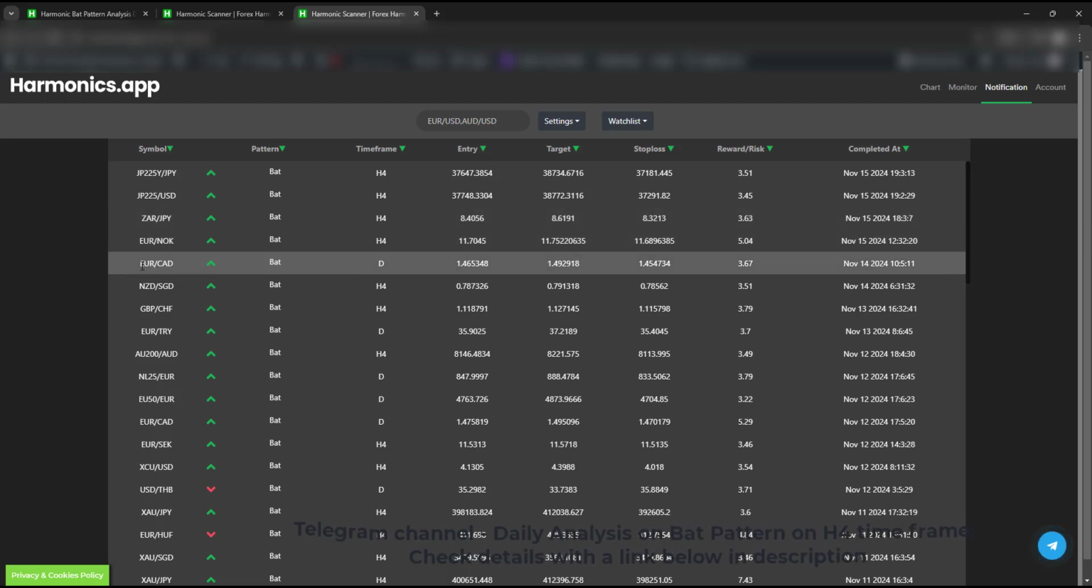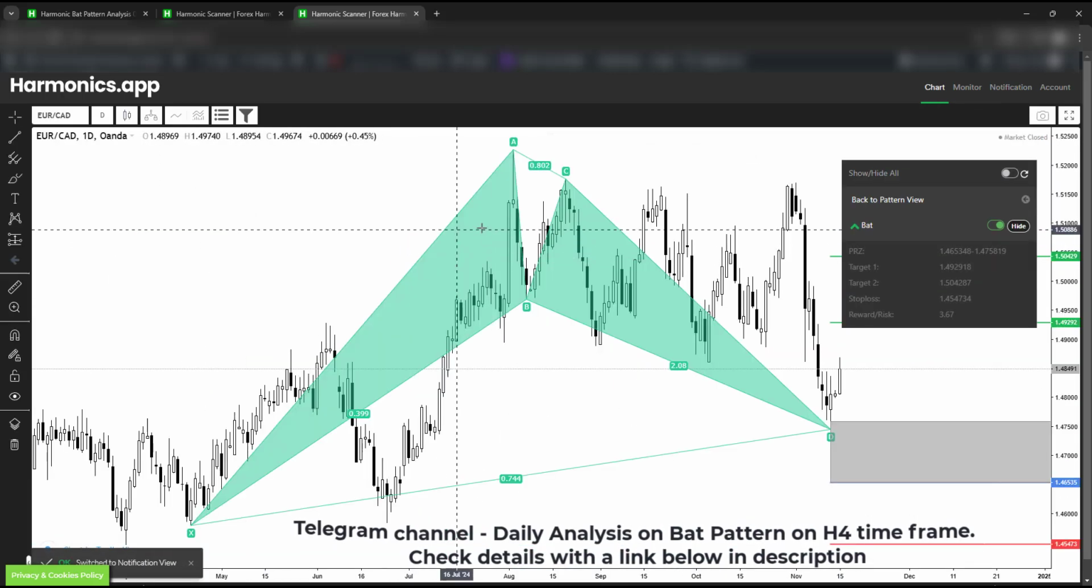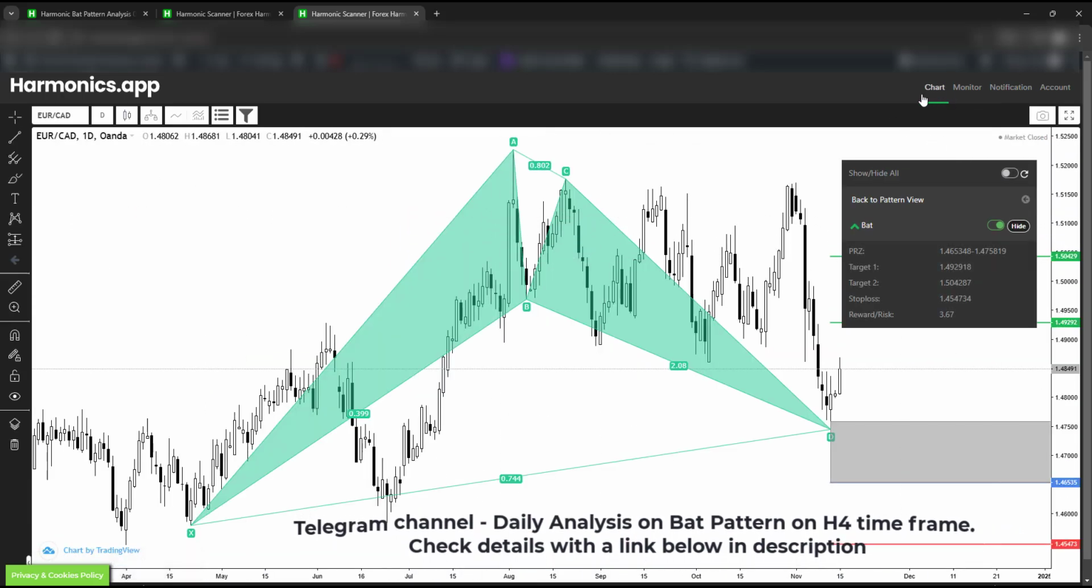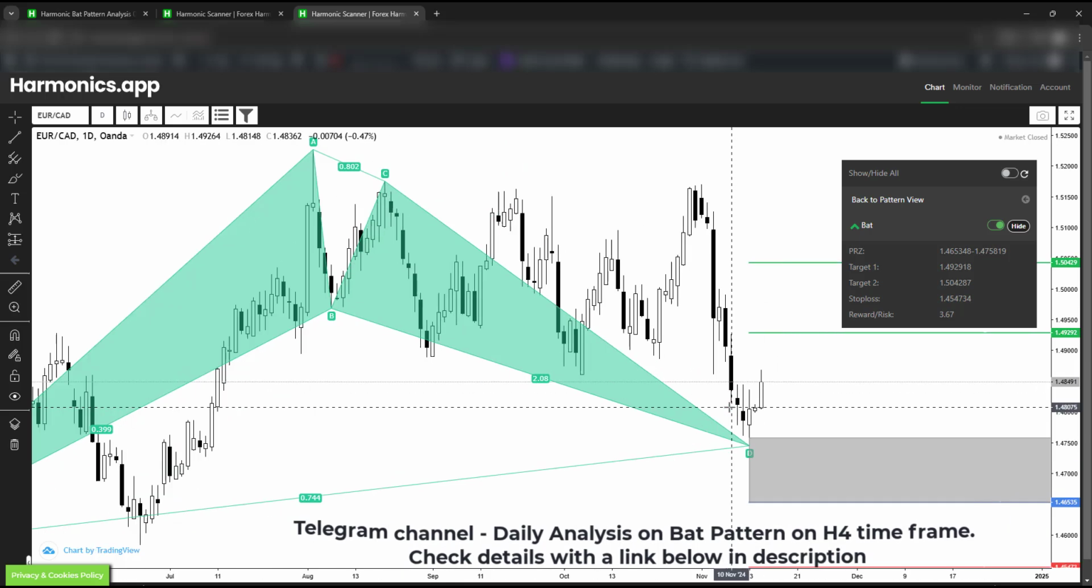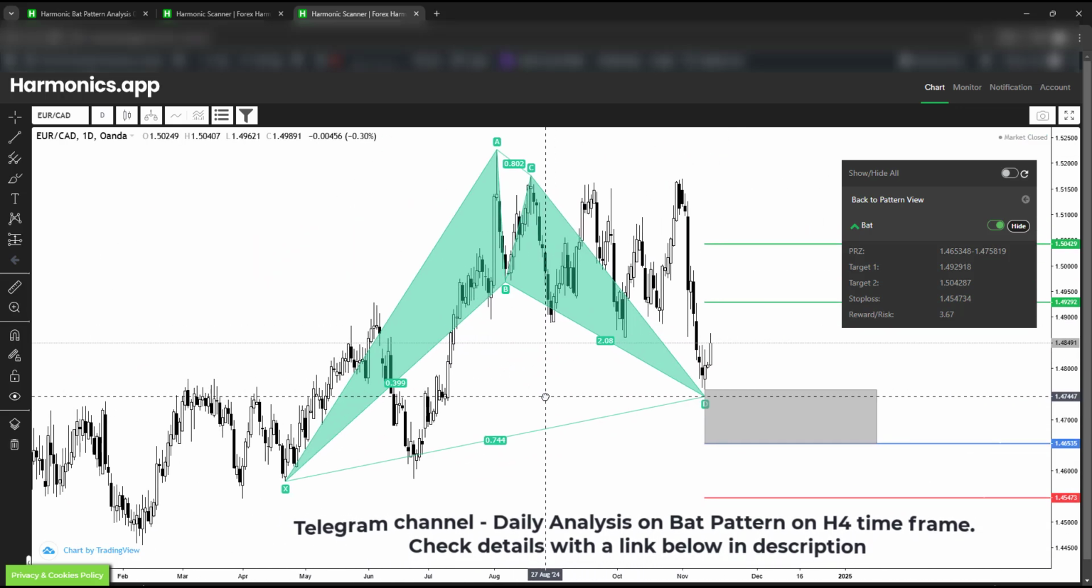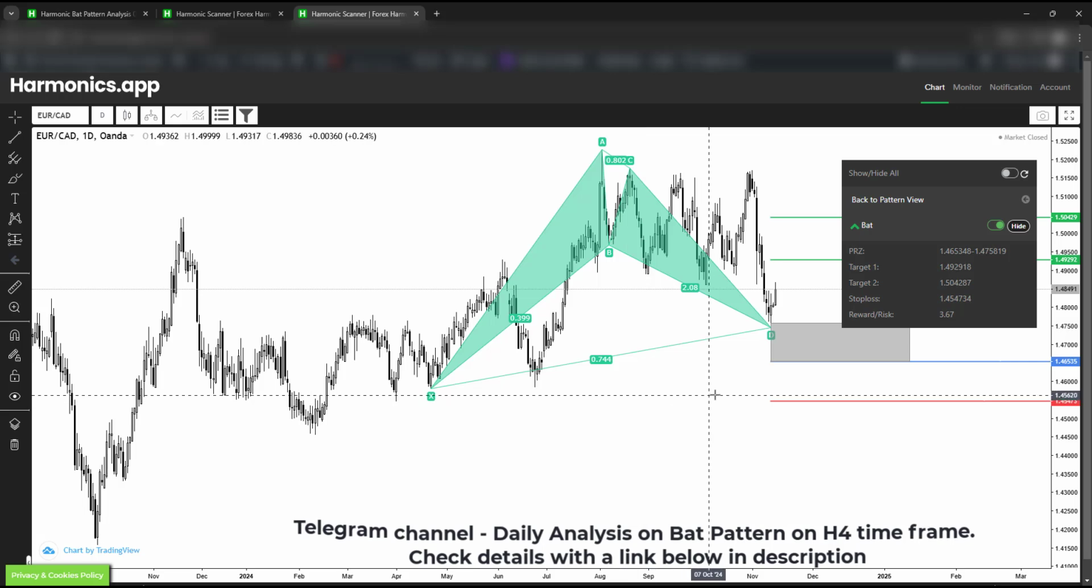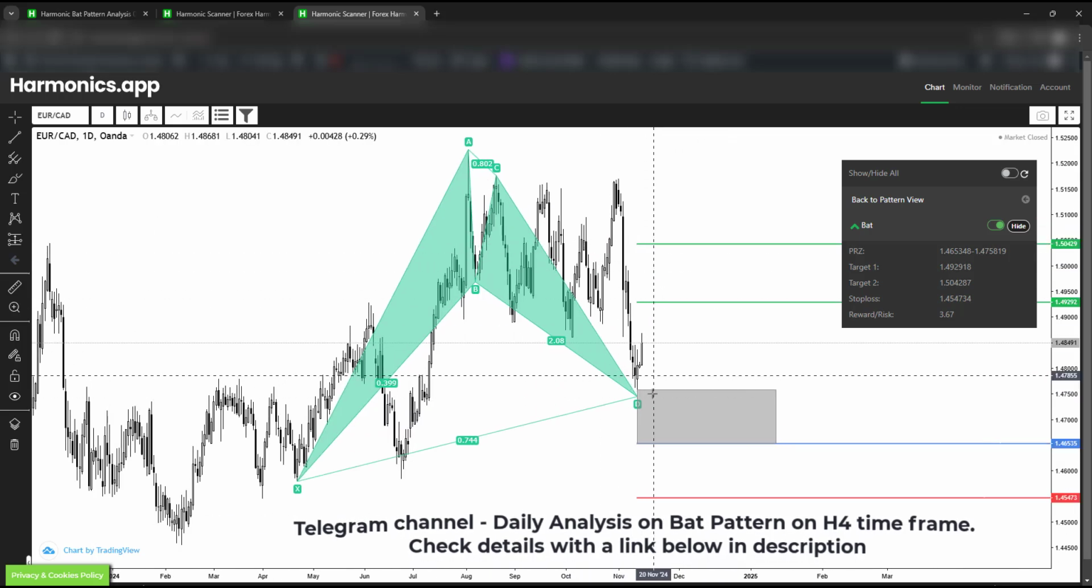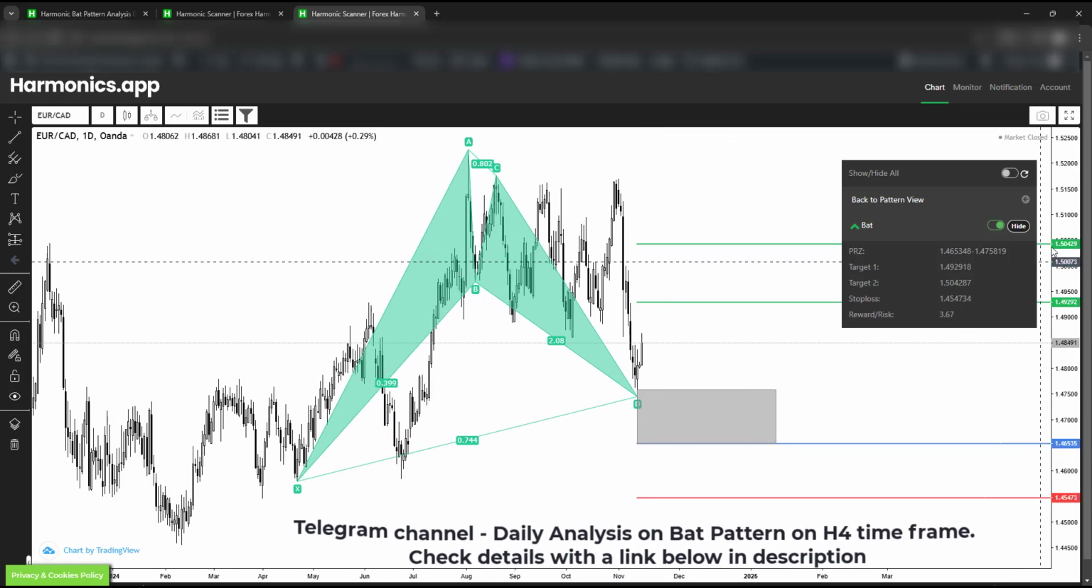For example, if I take a look at the Euro CAD, it is a bullish bat pattern on the daily time frame with the entry level, the second take profit and the stop loss, with the risk to reward ratio and the date when the pattern was formed. If you click on Euro CAD, you will be redirected immediately here to the chart where you can make the analysis on this one. So if it is in line with your analysis, you can continue to make the technical analysis or make a decision based on this one.